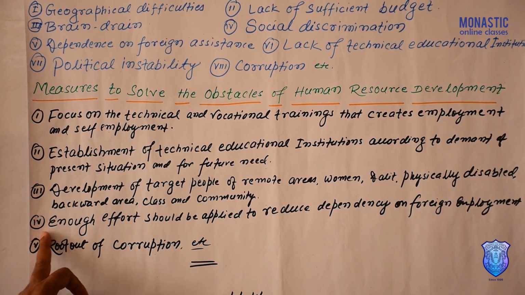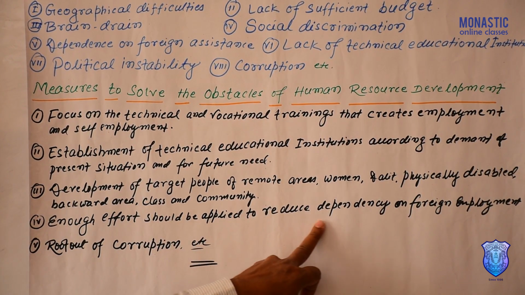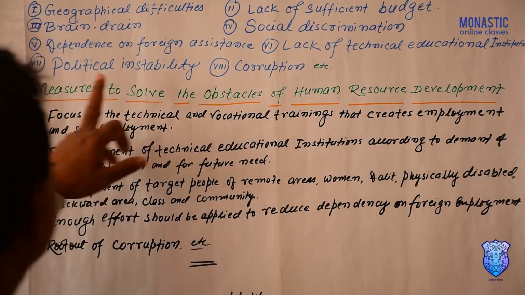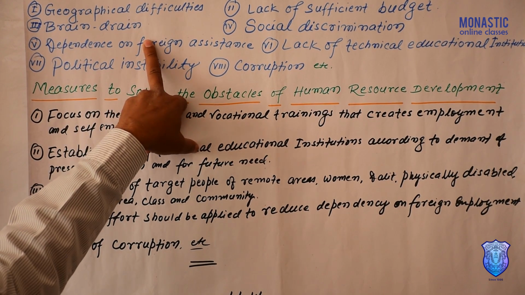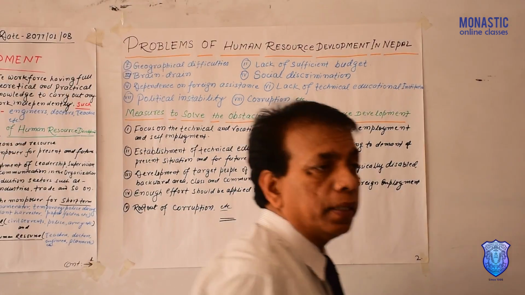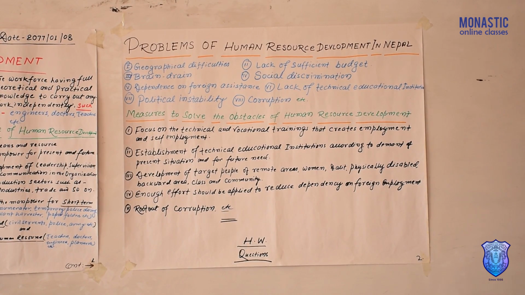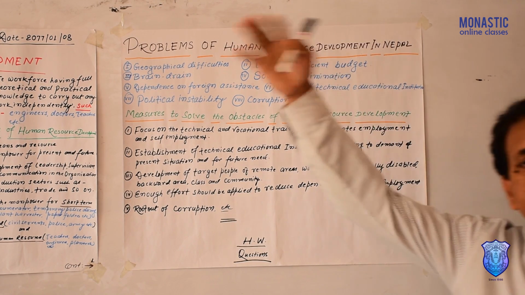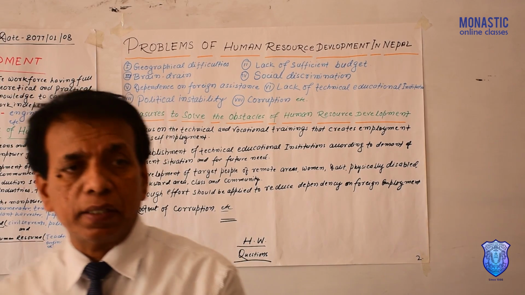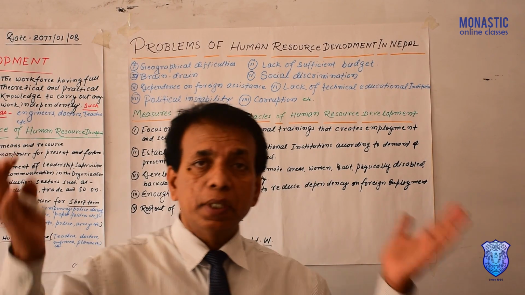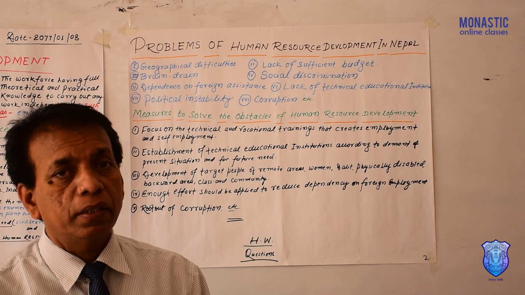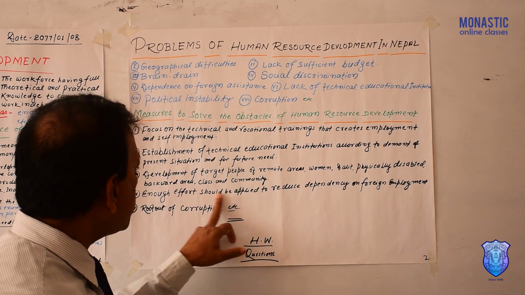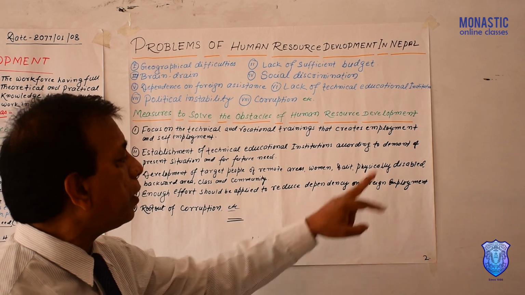Here it is given that enough efforts should be applied to reduce dependency on foreign employment. What I said just now, see here, brain drain, what are the problems? Daily, thousands of youth are leaving Nepal for foreign employment. Why should such manpower work in other countries? We can create such management, such a situation here in our own country, so they can work here only.